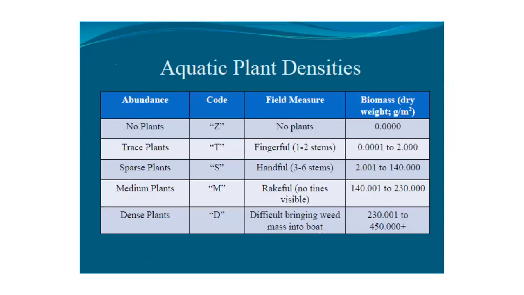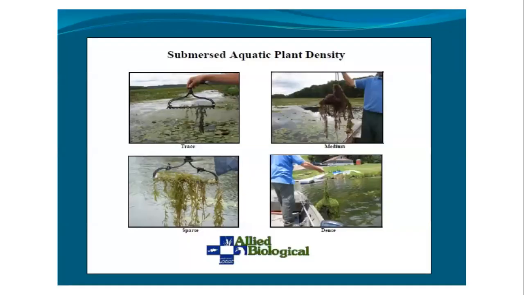And as you get to reporting, we'll go over this a little bit more in different ways to report. But when you get to reporting these plants, you're most likely going to have to assign an abundance to the amount of plants that you found. So the abundance values range anywhere from no plants all the way up to dense plants. I'm going to show you some pictures of what those different abundance values look like.